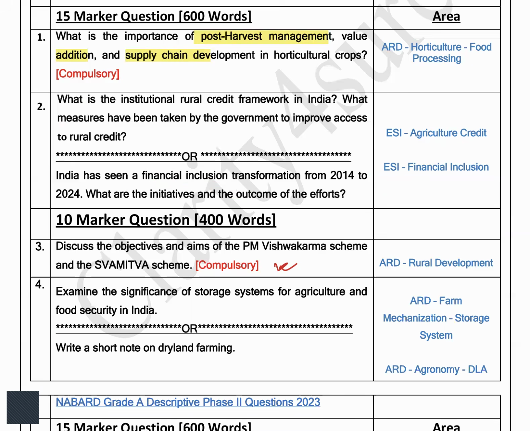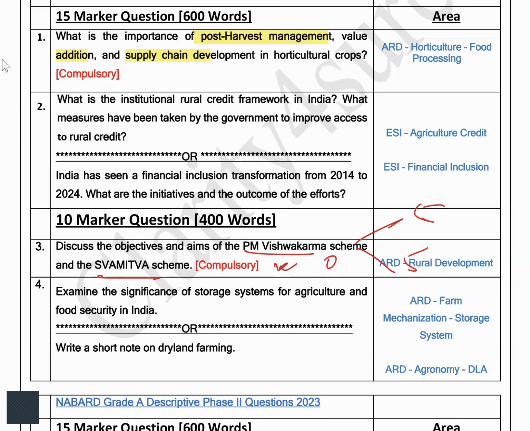See, they have asked a 10 marker question, right? Compulsory. That means 5 plus 5. So you have to write 5 points about PM Vishwakarma, and 5 points about the Swamitra scheme. Any student who is preparing for the NABARD examination might know what PM Vishwakarma is. First point can be year of launch, the ministry, the important components, the objectives, the benefits, the demerits, the conclusion, the recent updates, so many things you can include here.